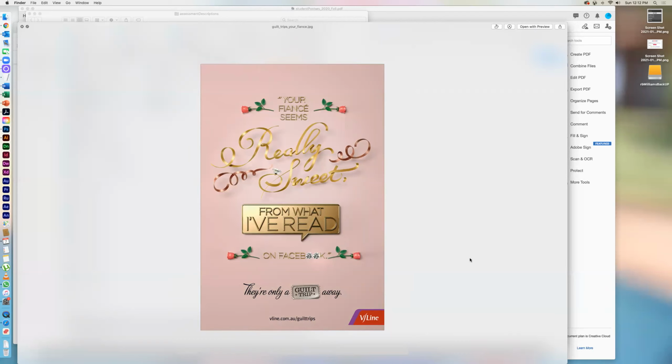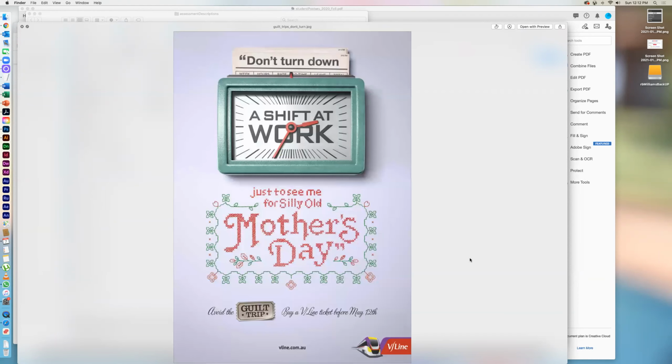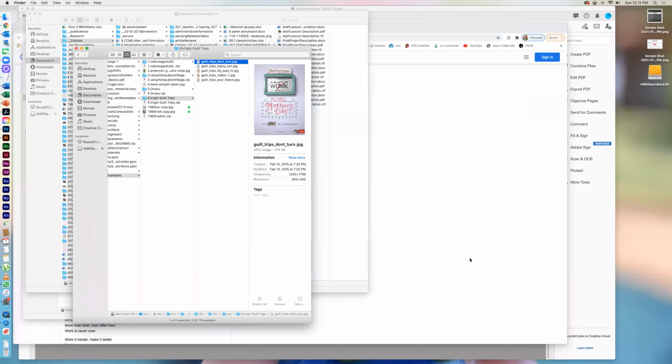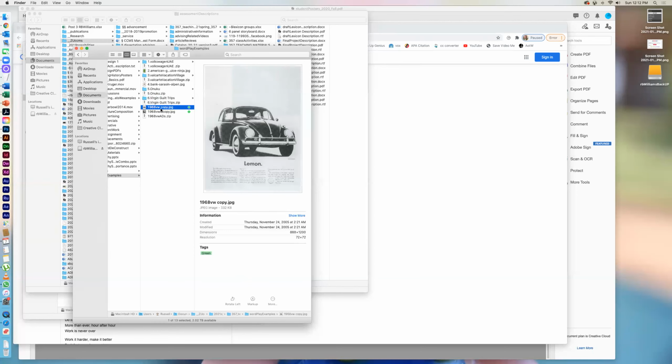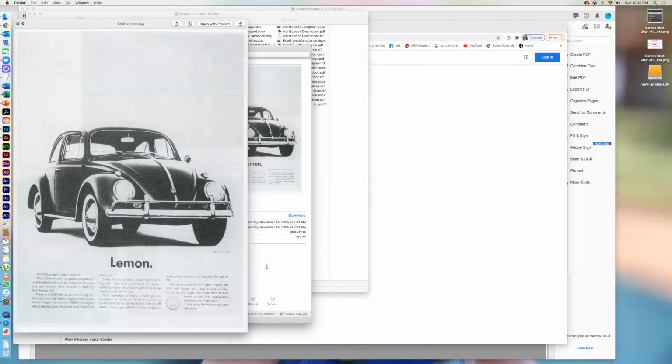And this is, your fiance seems really sweet from what I've read on Facebook. So obviously the guy in the city has not taken his fiance to meet his mother. Okay, so those are all the idea of this notion. The visuals are built around the words. The words are a nice advertisement. This is some classic Volkswagens. Actually, since we had that other Volkswagen, we're going to start and end with Volkswagens.